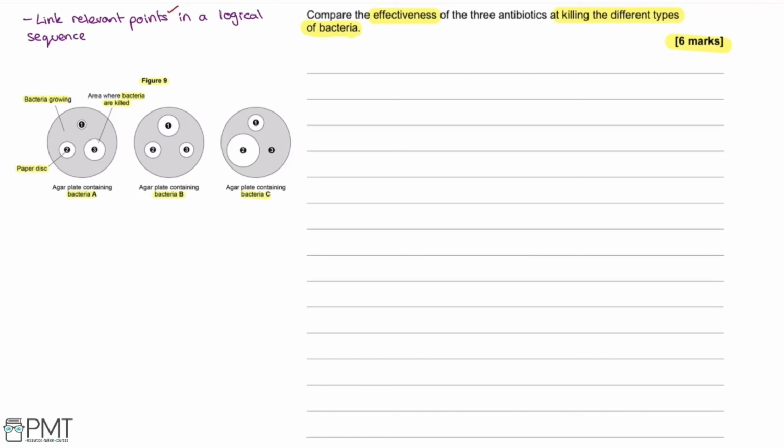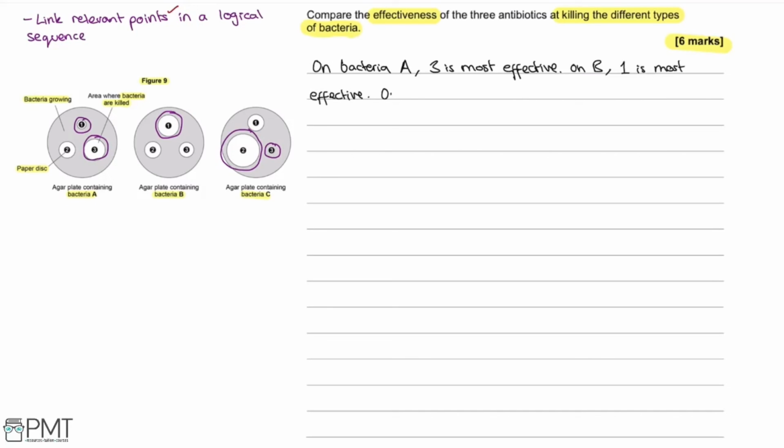The first thing you want to look at when tackling this is figure 9 itself, and what you can make for your first points is a remark on which antibiotic is the most effective in each agar plate. And you could also be looking for any particularly ineffective ones, so numbers with very small circles around them. So the way that you actually state this is by sequencing them in a logical order. So you say on bacteria A, 3 is the most effective. On bacteria B, 1 is the most effective, and by most effective we mean the one that has the biggest white circle, the biggest area of killed off bacteria around it.